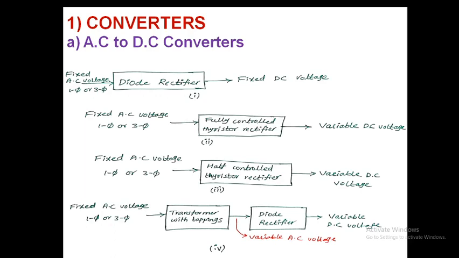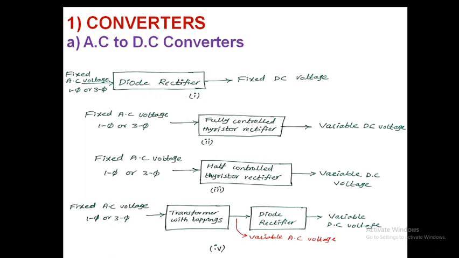Next, the second one. If the input source is a fixed AC voltage, either single phase or three phase, for all these rectifiers the source is that kind of source. So by using a fully controlled thyristor rectifier, we can get the variable DC voltage. As thyristors are there, control switches are there. By controlling those switches in the fully controlled thyristor rectifier, we can get the variable DC voltage.